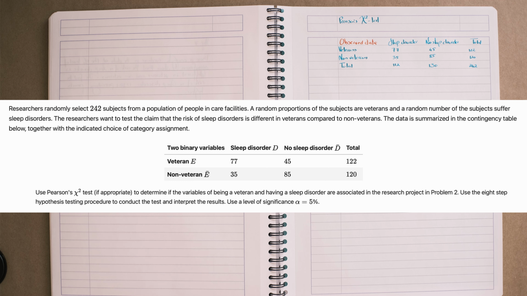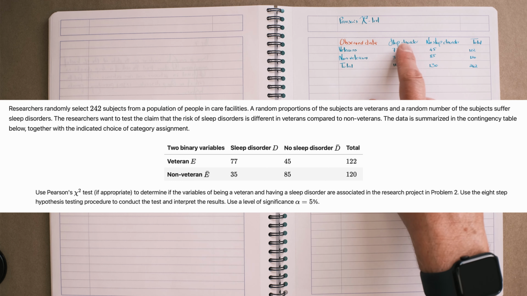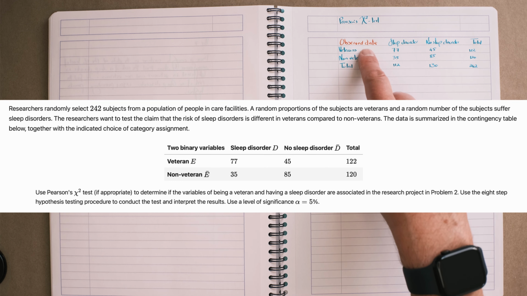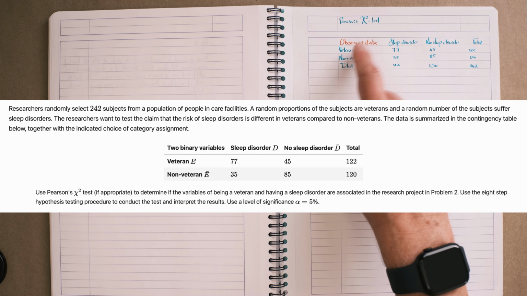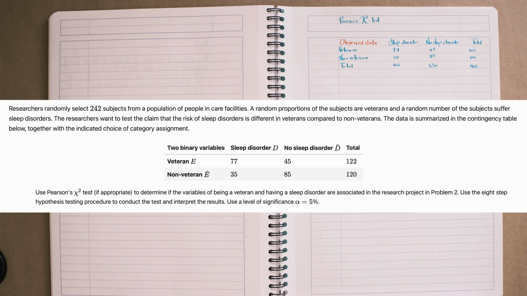independence. And we would use it if we have more than two variables that have more than just two categories. So more than just two binary variables. But in this instance, we do have two binary variables. So let's have a look at the problem.